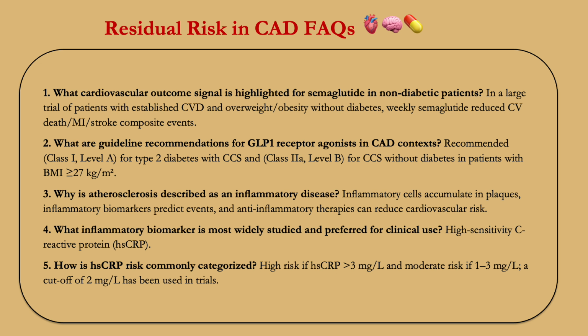Why is atherosclerosis described as an inflammatory disease? Inflammatory cells accumulate in plaques. Inflammatory biomarkers predict events, and anti-inflammatory therapies can reduce cardiovascular risk. What inflammatory biomarker is widely used in clinical practice? hsCRP, or high sensitivity C-reactive protein. How is it commonly categorized? High risk when hsCRP is greater than 3 mg per liter and moderate risk if 1 to 3 mg per liter. A cutoff of 2 mg per liter has been used in trials.